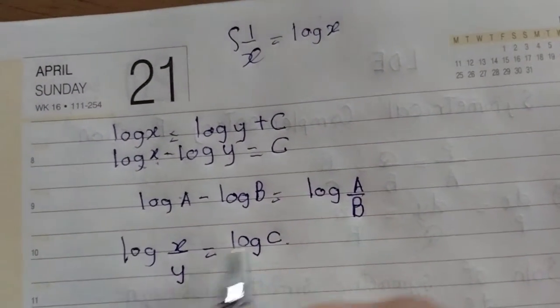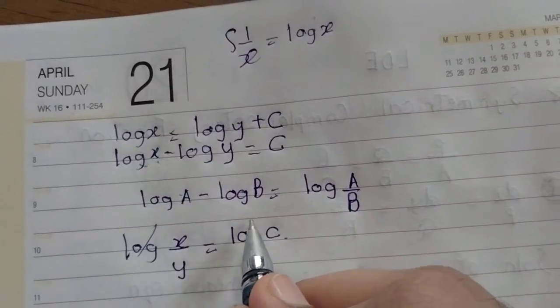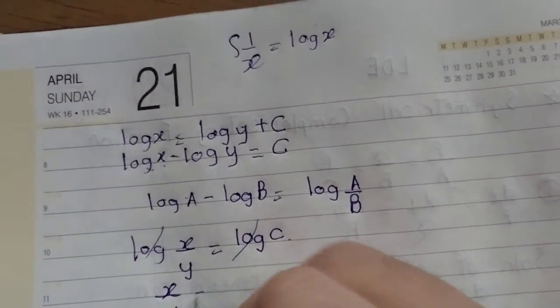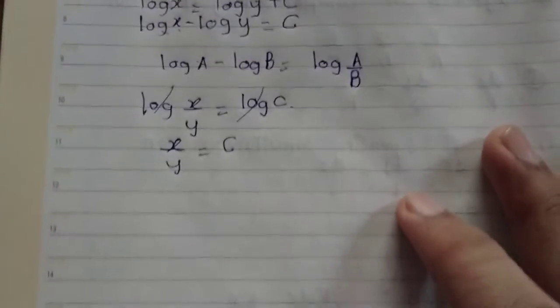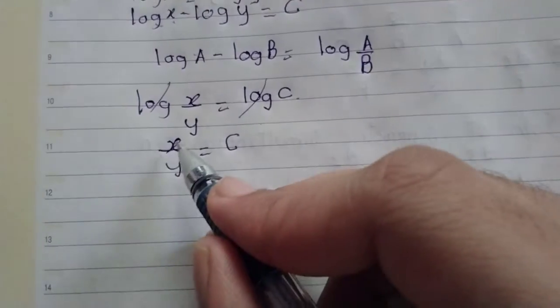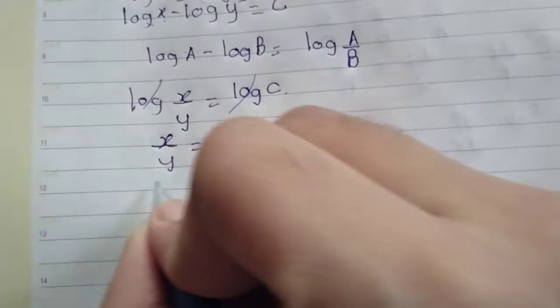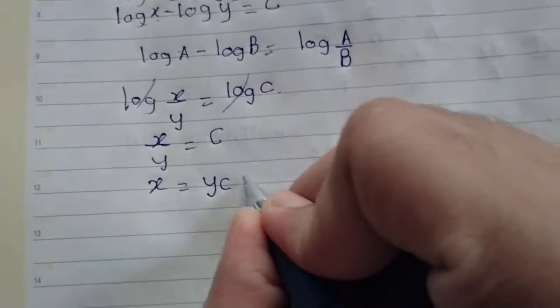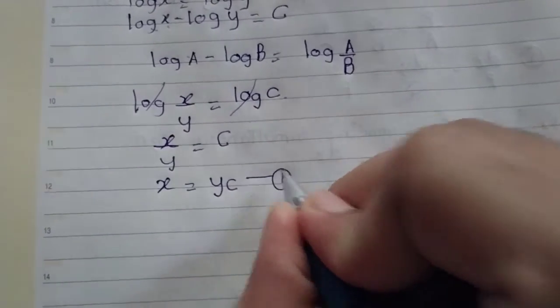Now log is on both the sides, so cancelling log we will get x upon y is equal to c. Shifting y to the right side we will get x is equal to yc. This is the first answer.